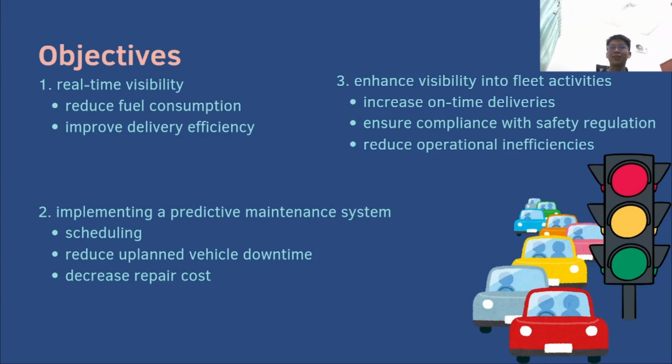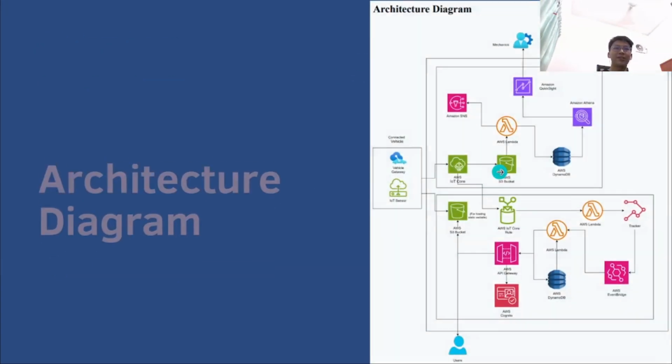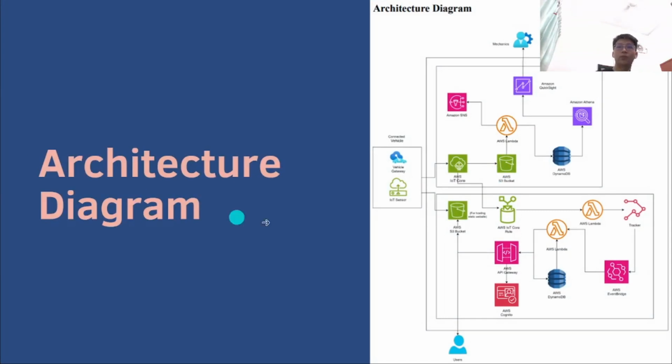Secondly, it's going to be implementing a predictive maintenance system by scheduling, to reduce unplanned vehicle downtime and also to decrease the repair costs. Thirdly, is going to be enhanced visibility into fleet activities. We want to increase on-time deliveries, ensure compliance with safety regulations, and also reduce operational inefficiency. So this is the architecture diagram. We will explain it in the demo part.